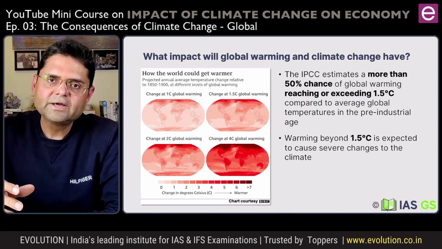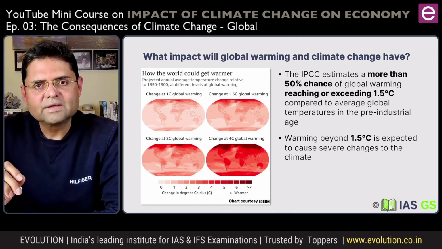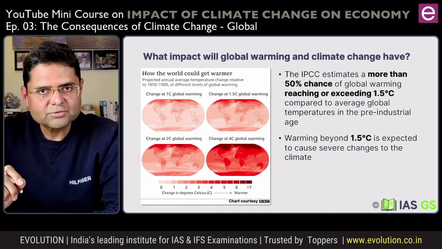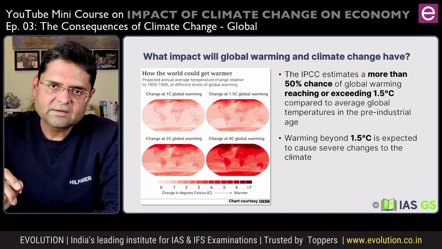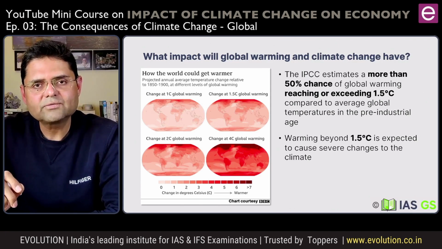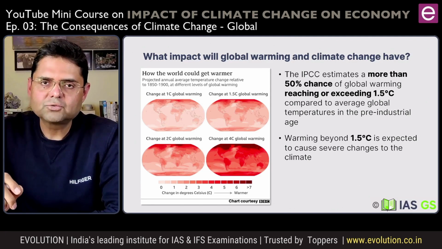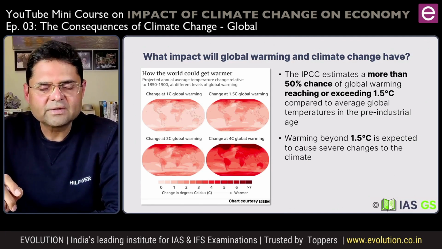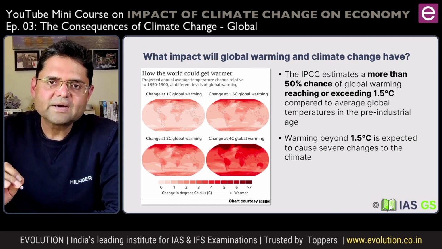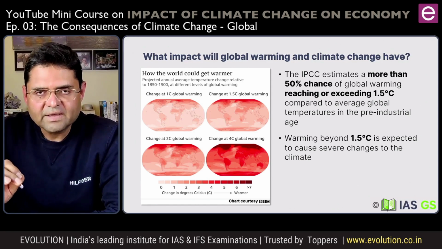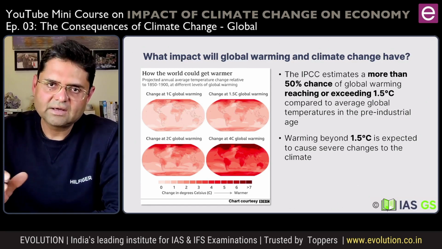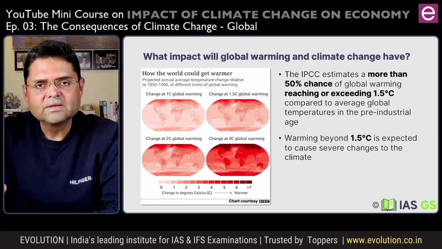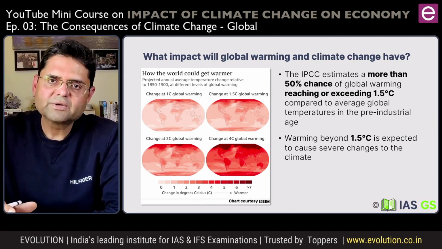The assessment reports are periodic publications from the IPCC, and the most recent is the sixth assessment report. It was released in three parts. The first part was released in August of 2021. The second and third parts were released in early 2022, March 2022 and April 2022 respectively. The second part deals primarily with the impact.